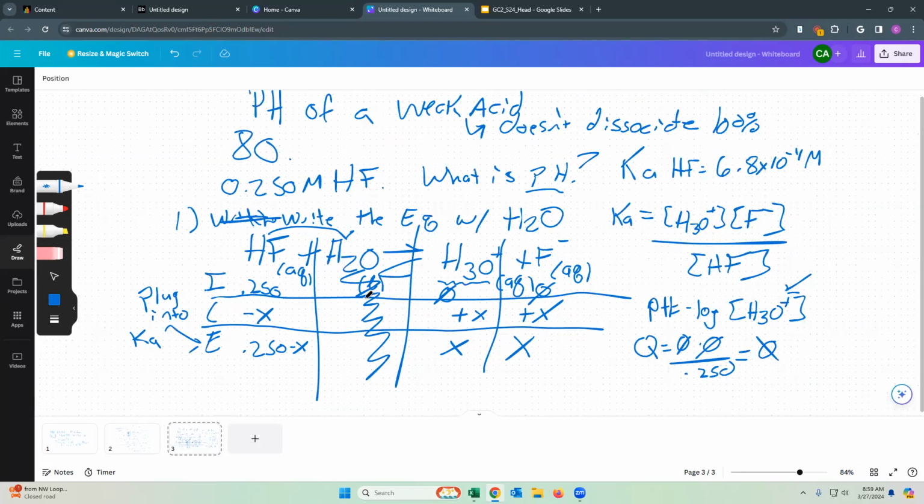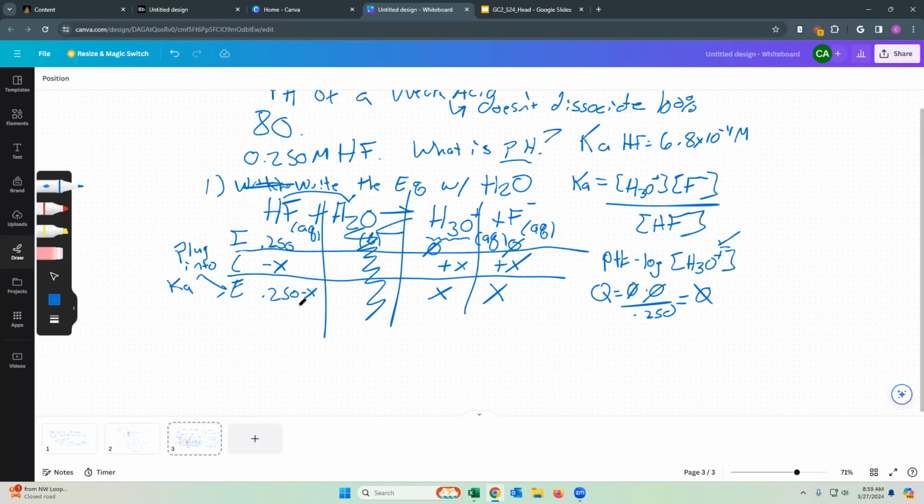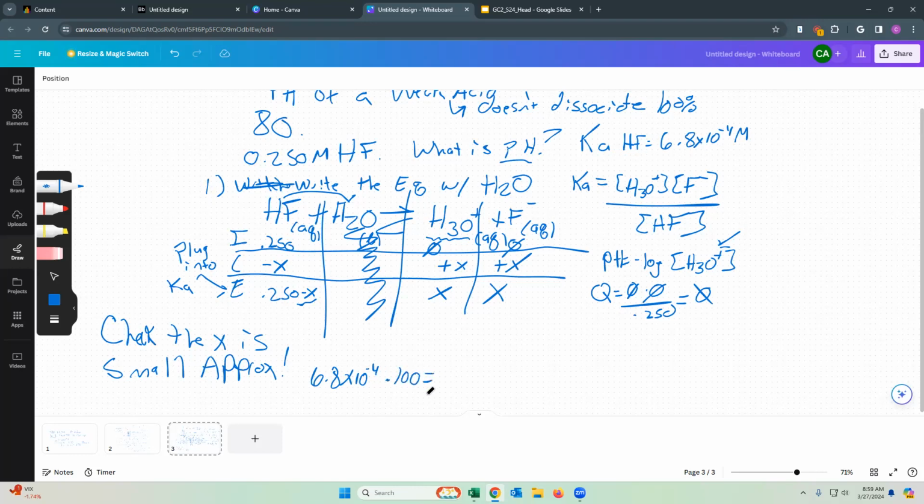Now, before we do that, remember, when we have a minus x or a plus x situation, we always want to check the x is small approximation, because otherwise we would probably have to do the quadratic, if not something more complicated. So I want to avoid that. My Ka is 6.8 times 10 to the minus 4. To check the x is small approximation, you take your equilibrium constant multiplied by 100, which is 6.8 times 10 to the minus 2, which is 0.068. This is smaller than my initial concentration.